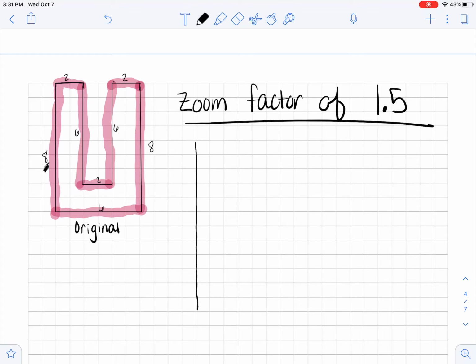I think that's 12. I'm going to take this 2 and I'm going to multiply it by 1.5, which is 3. I'm going to take this 6 and multiply by 1.5, which gives me 9. Okay, and the 2 in the middle is, again, times 1.5 gives me 3. And then I can use some of the symmetry of this U to help me finish this. So this is the scale factor, or the zoom factor of 1.5.